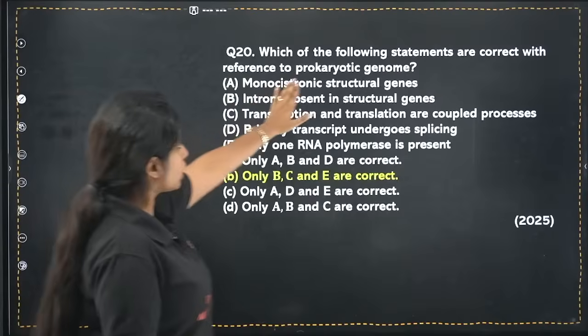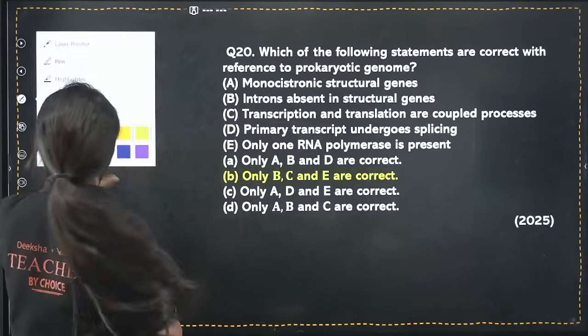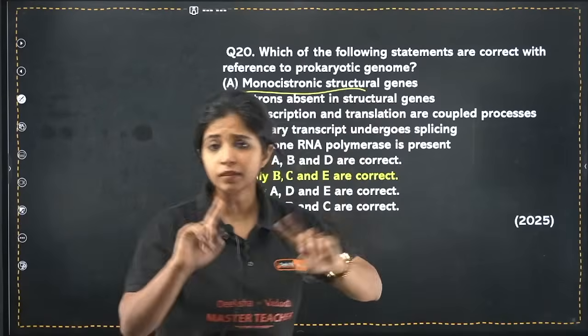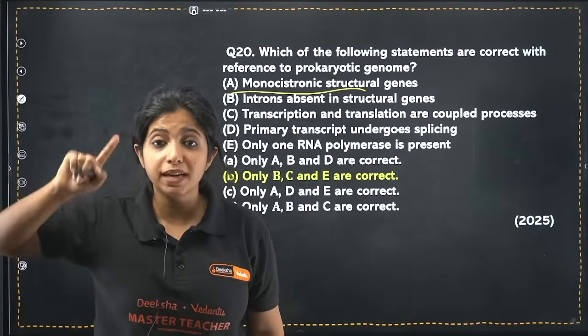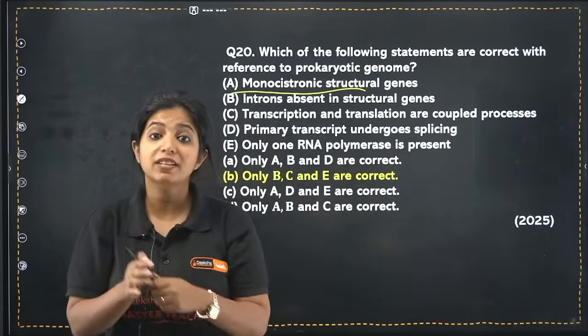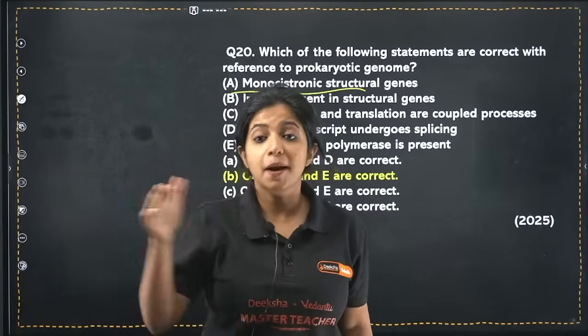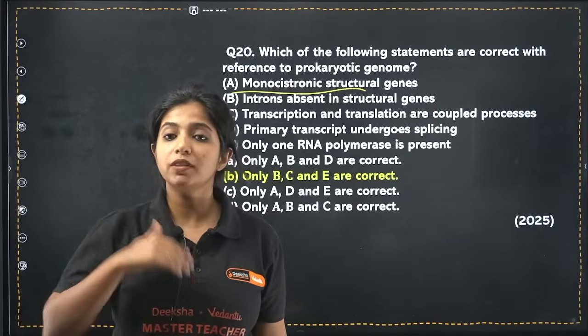Now the next thing: which of the following statements are correct with reference to the prokaryotic genome? Are prokaryotes monocistronic? No. Prokaryotes are polycistronic. Always remember, polycistronic means one structural gene region has multiple genes. For example, the lac operon, Z, Y, A. Multiple genes are stacked up together, and they form multiple proteins. That is found in the case of prokaryotes.